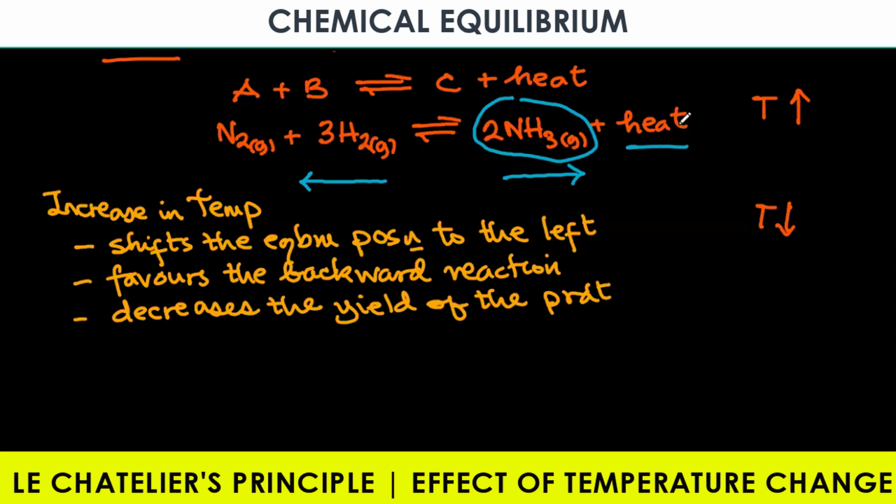Because heat is a product. So you are trying to lessen the effect of the what? Of heat. So you are indirectly increasing the amount of reactants in the system. And the system does not want that. So the system will react in a way to what? Cancel out your what? That effect. So it means that your action is favoring the reactant what? Side. So let's represent this as your action.